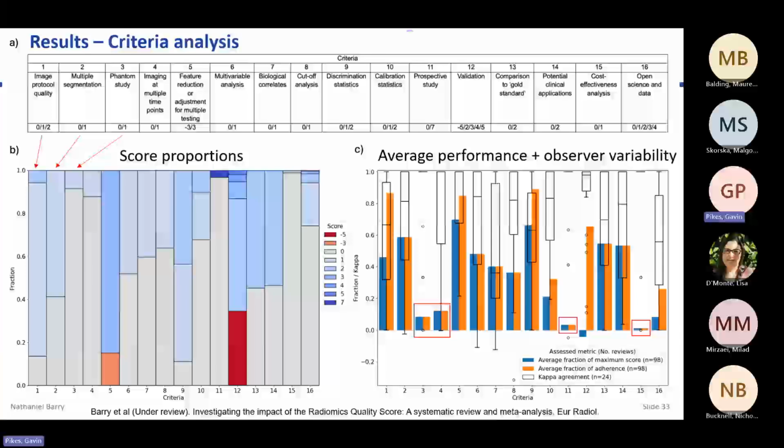This is quite a large summary of the proportions of scores that are assigned to each of these criteria, as you can see on the left, as well as the average performance of each of these criteria, as well as observer variability in interpreting these scores. I've just highlighted in red some of the criteria that often isn't included in studies as well. And this potentially might actually be a sort of drawback of the RQS as well, as most studies aren't really trying to implement some of these criteria.